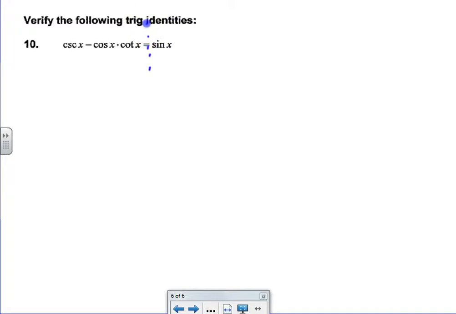And then here we're going to verify the identity. I feel much more comfortable verifying because I know when I'm done. Cosecant is 1 over sine. I'm going to trade for that. Minus cosine, I'm going to put it over 1, times cotangent, which is cosine over sine. So first step, just trade out for cosines and sines.